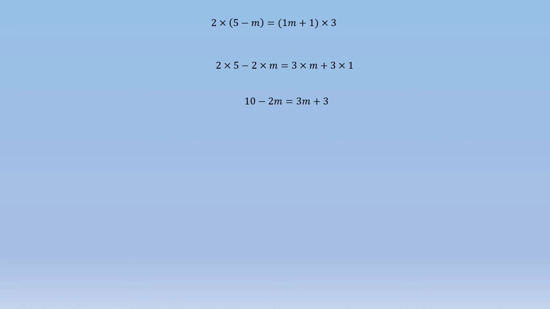Again, now we need to transpose the variables and the constant to the right places. So minus 2m minus 3m is equal to 3 minus 10, keeping in mind whenever we transpose, the sign changes. After this, we need to conduct the mathematical operation, that is addition, subtraction, division or multiplication. Here we see minus 2m minus 3m, we need to add them because they are of the same sign, so they get added and then it becomes minus 5m.